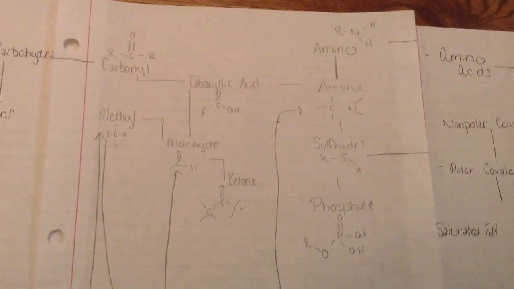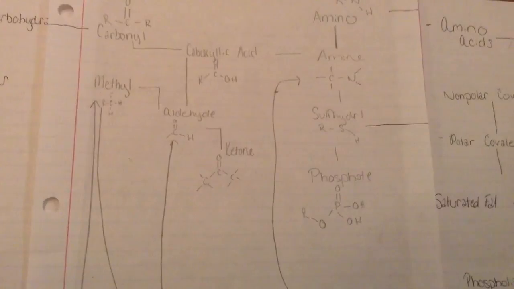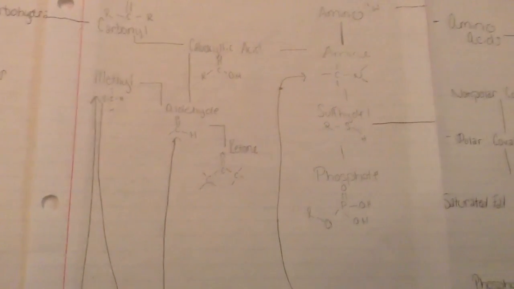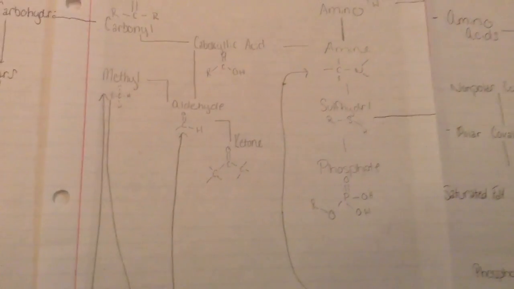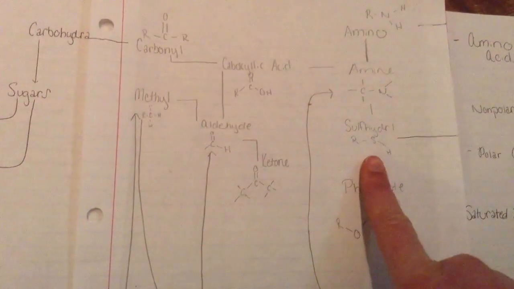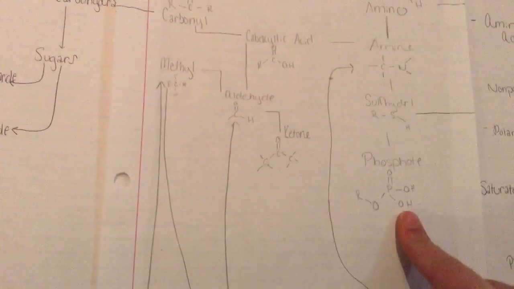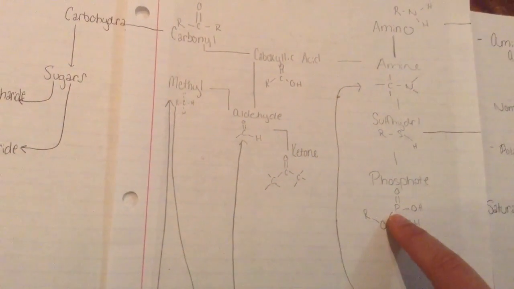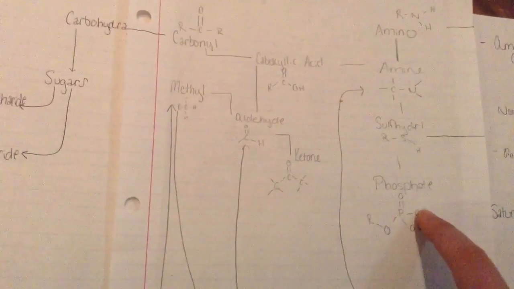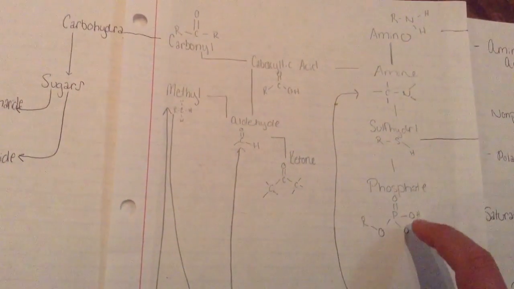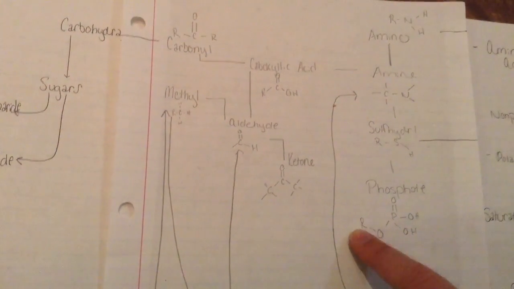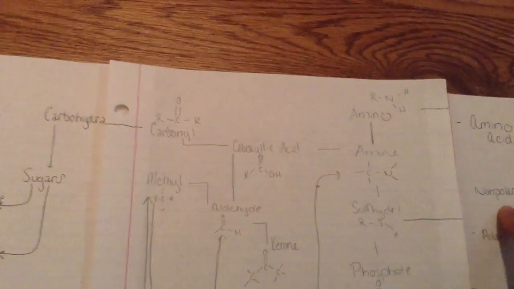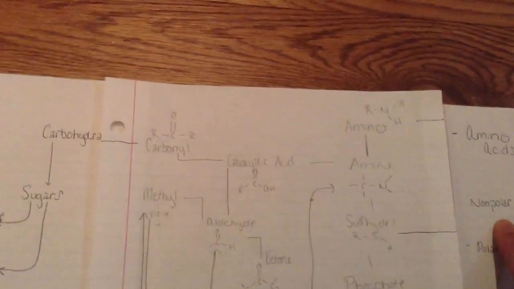And then connected to carboxylic acid is an amine group, and that is an N in the functional group. And we have sulfhydryl, and sulfhydryl is sulfur on an R group, and this is polar, it has a dipole. And we have phosphate, and that is a phosphorus atom, with O double bonded at the top, and connected to an R group over here. And then we have an amino. Amino and amines look very similar.